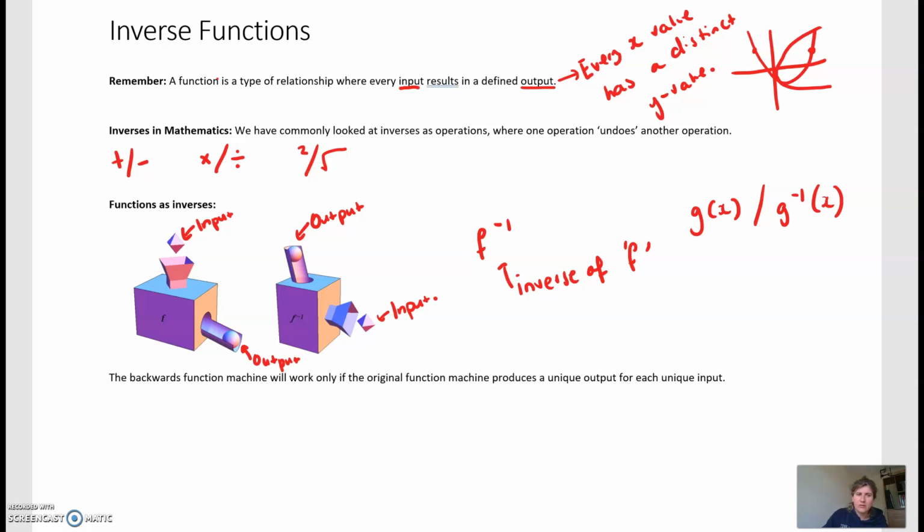Okay, and the reason for that is, again, if we go back to our machines, we can't have that output going in twice if we keep our definition of a function the same. So for example, I'll use a proper example. Say this is our x squared function here, okay?